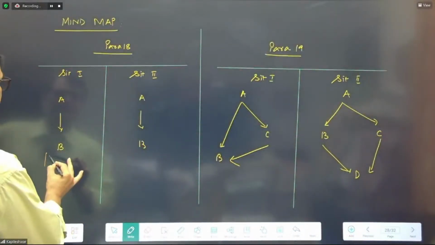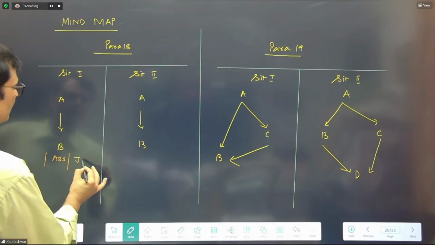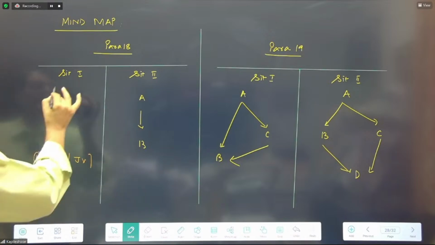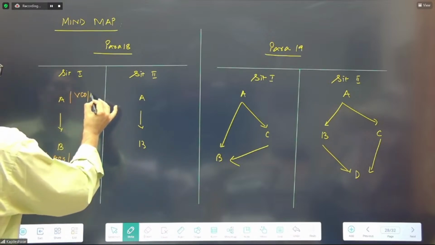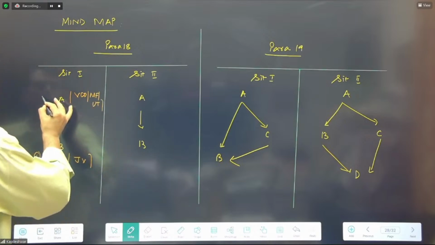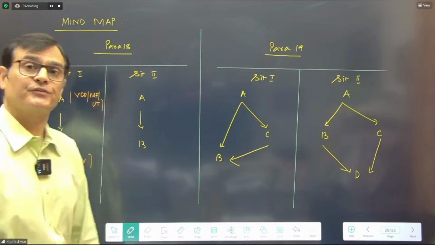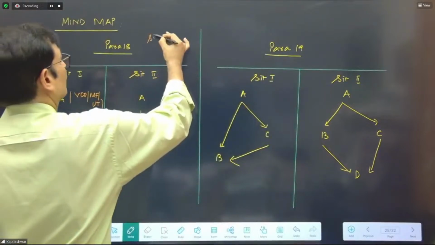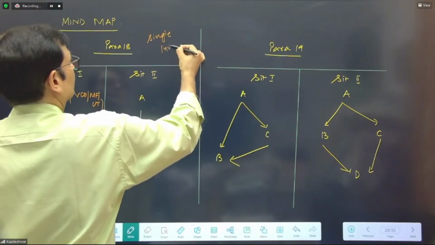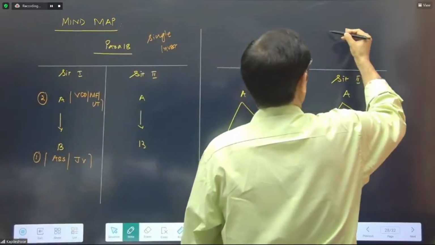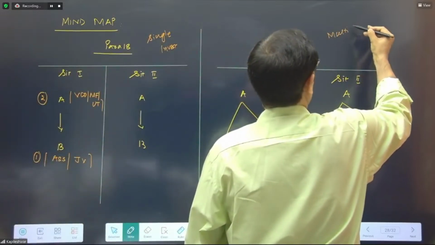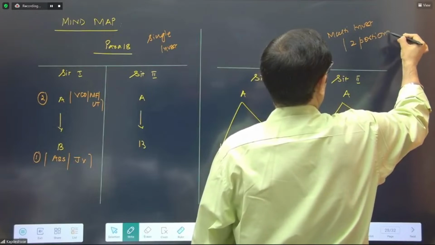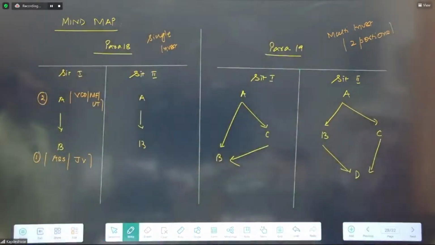In this case, B is an associate or a JV. That's 1. A is a venture capital organization, mutual fund, or a unit trust. That is 2. So there are two parameters, but a single investment. Para number 18 is a case of a single investment. And para number 19 is a case of multi-investments, which means it has got at least 2 portions. That is one distinguishing criteria.